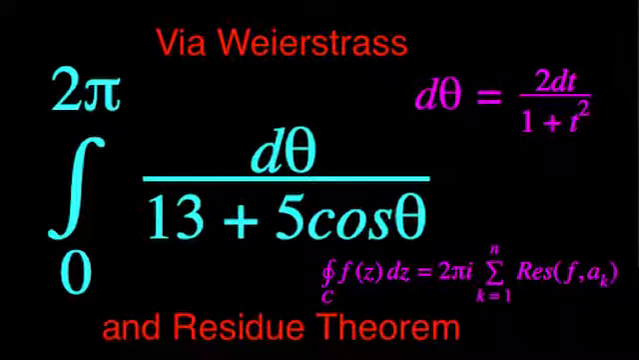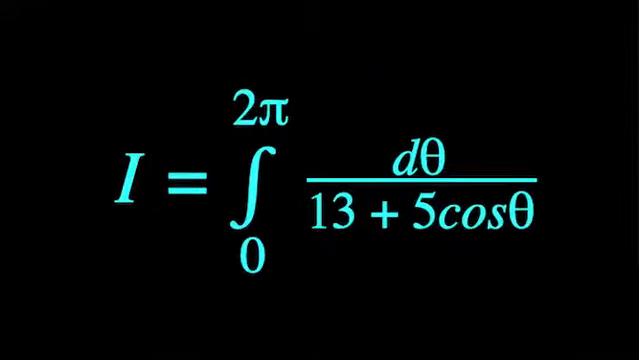So we're going to jump right in with an overview of Weierstrass substitution. This is the integral we're solving: 1 over 13 plus 5 cosine theta, integrated from 0 to 2 pi.